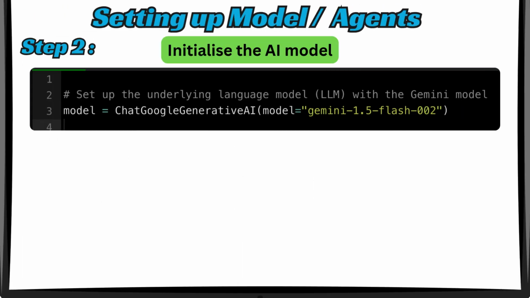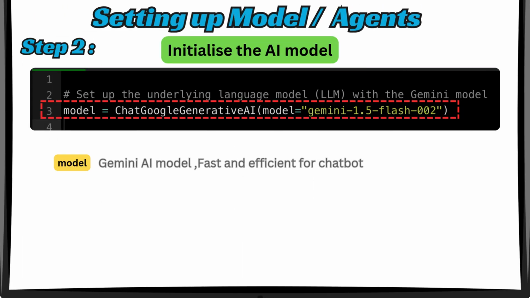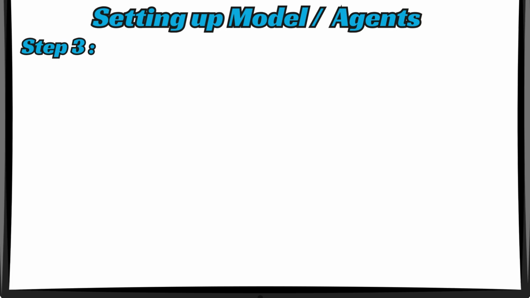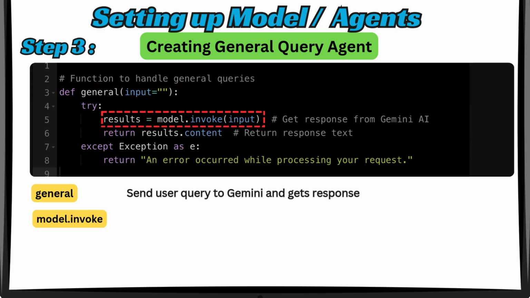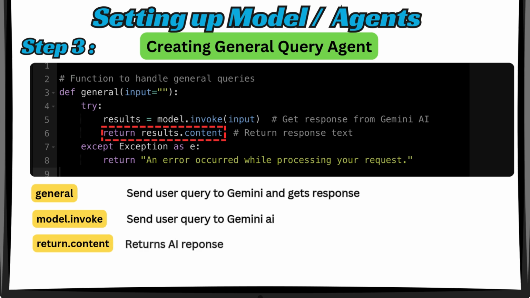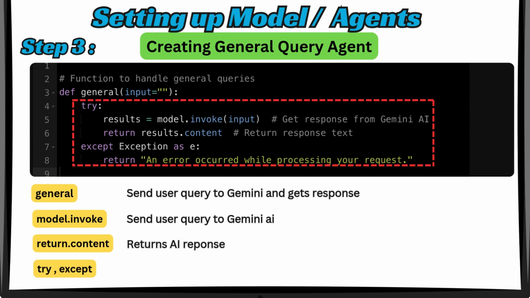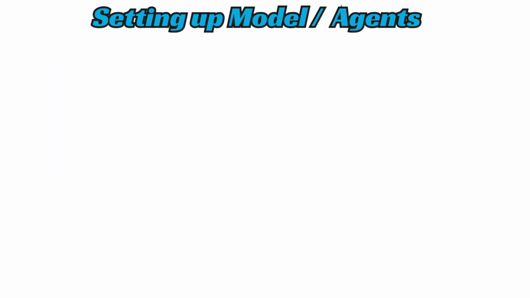Step 2. Initializing the AI model. We're initializing Google's Gemini AI model, specifically Gemini 1.5 Flash. This model is fast and efficient, making it perfect for a real-time chatbot. Step 3. Creating the General Query Agent. This function sends user queries to Gemini AI and returns the response. Model.invoke(input) sends the user's question to Gemini AI. Result.content returns the AI's response. Exception handling ensures the chatbot doesn't crash if something goes wrong.